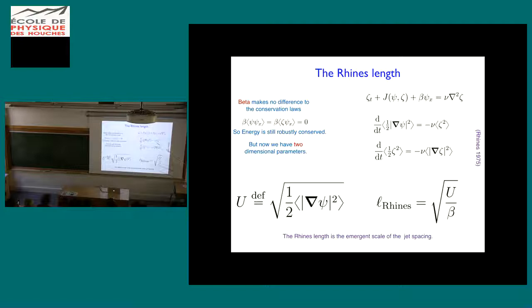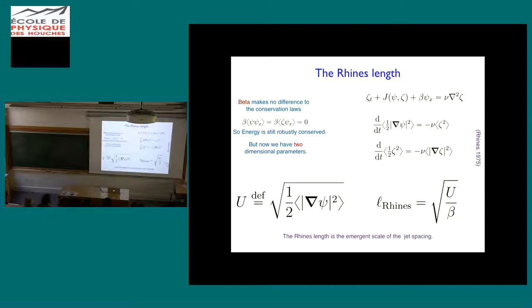So then I can define a U like that, and that's the Rhines length, and that's the emergent scale of the jet spacing. It works pretty well. Now, when I say it's the emergent scale, what I mean is that there's some non-dimensional number in front of this, and we're not going to waste any time arguing about whether it's 2, or something else, because it actually does change depending on the situation. So it's a scaling result.